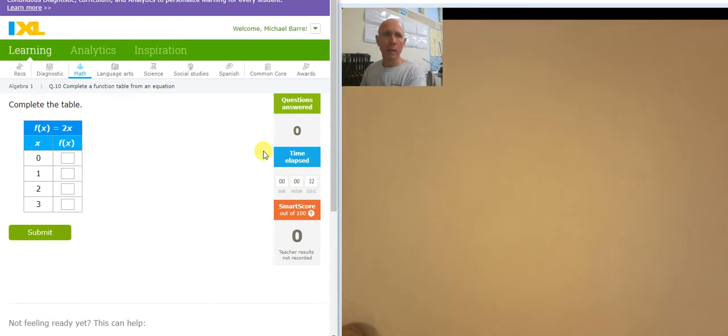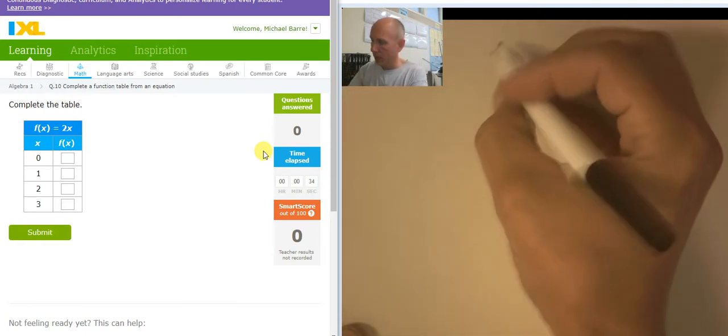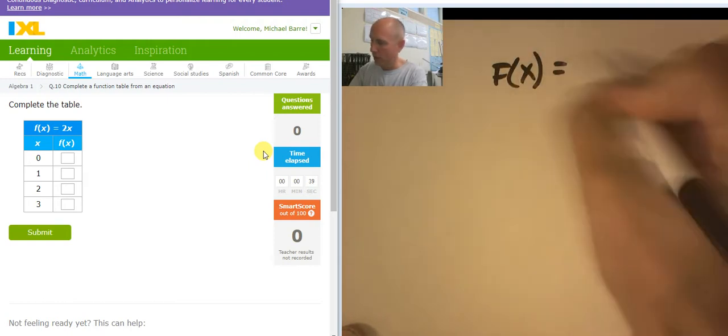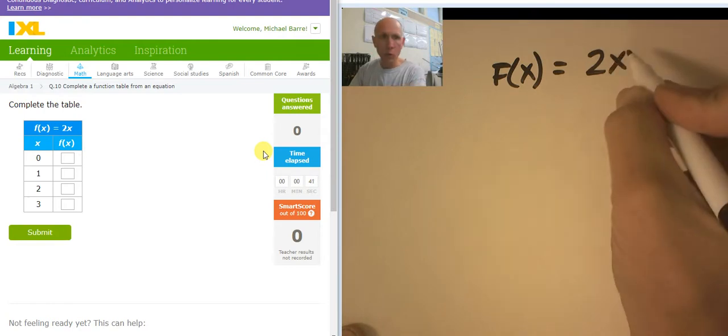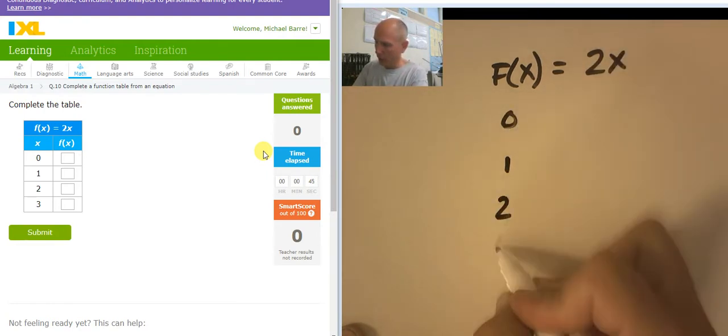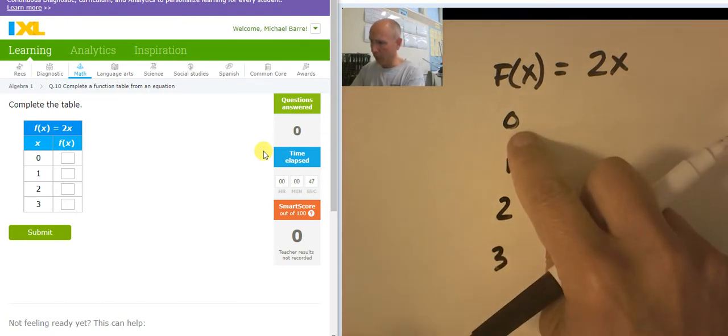So I have this function. I have f of x equals 2x. And what I'm going to do is plug 0 into it, 1, 2, and 3 into it. So let's plug a 0 in right here.